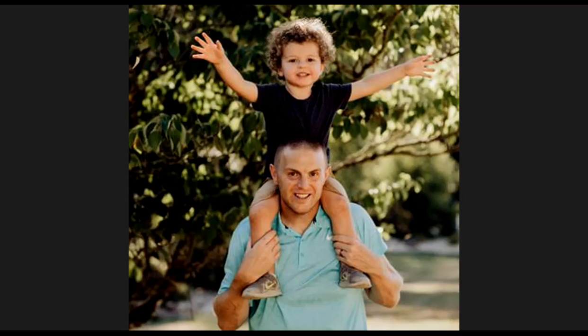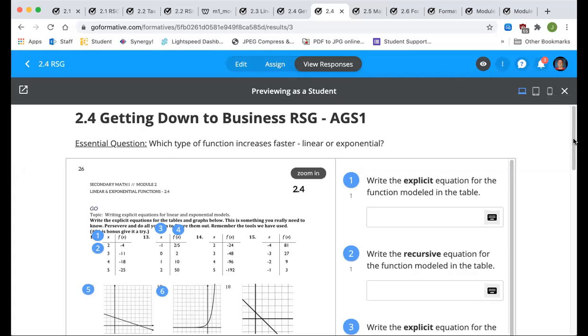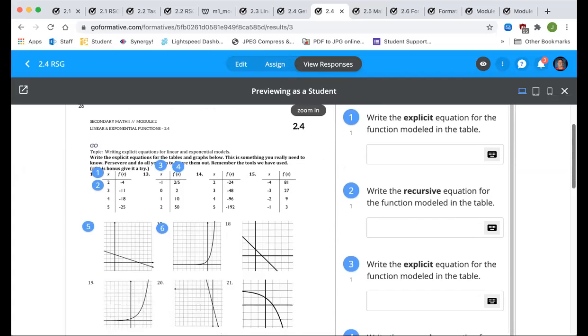Hello again. 2.4 RSG wrap-up video. Unusual that we're doing an RSG wrap-up video, but I changed the assignment from what the paper version was, what the Go formative version was, so we get to make a video. Let's share the screen. Very short, only 6 problems reviewing recursive and explicit equations.